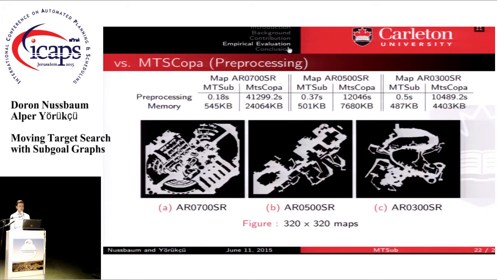Where our algorithm really shines is the preprocessing step. As you can see, MTS-COPA really requires heavyweight preprocessing in memory and preprocessing time. However, constructing a subgoal graph is much cheaper.